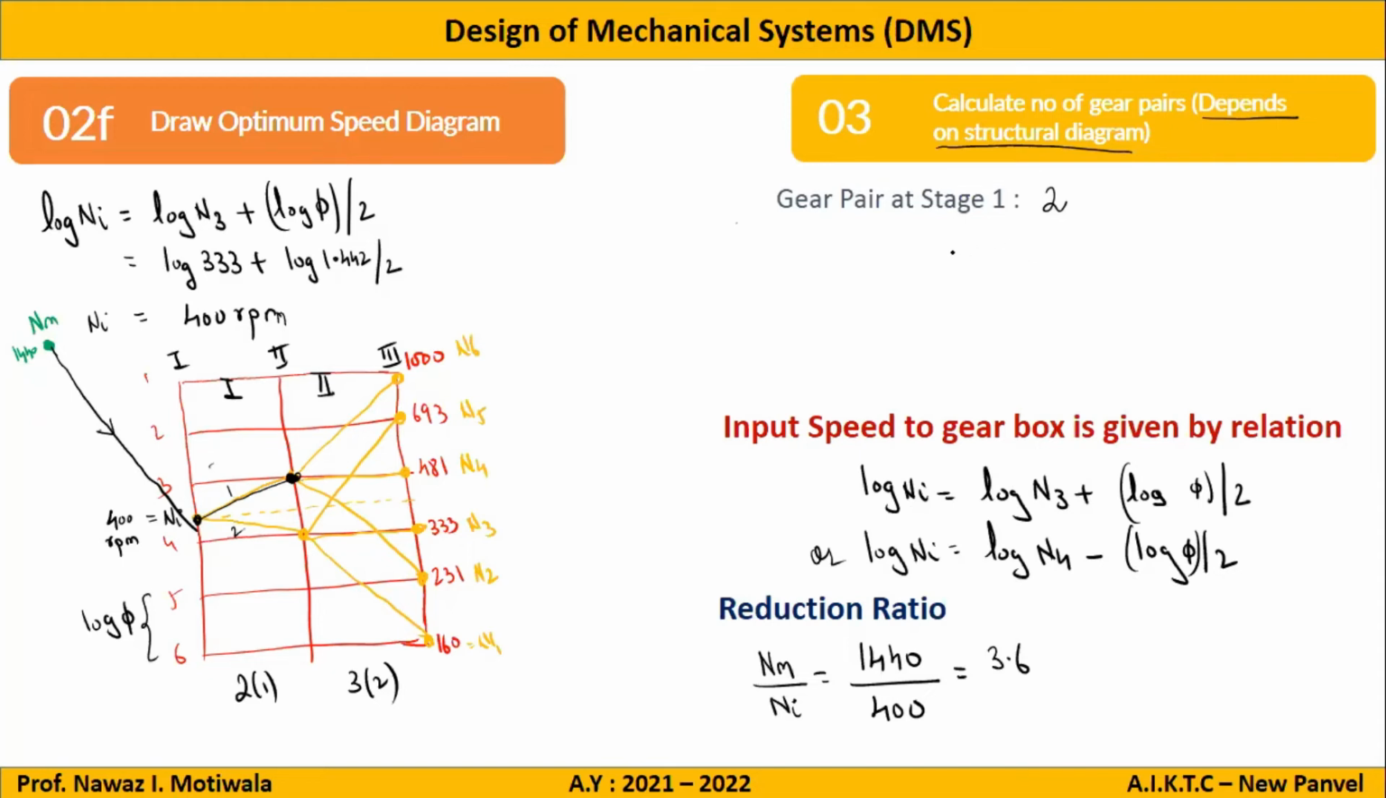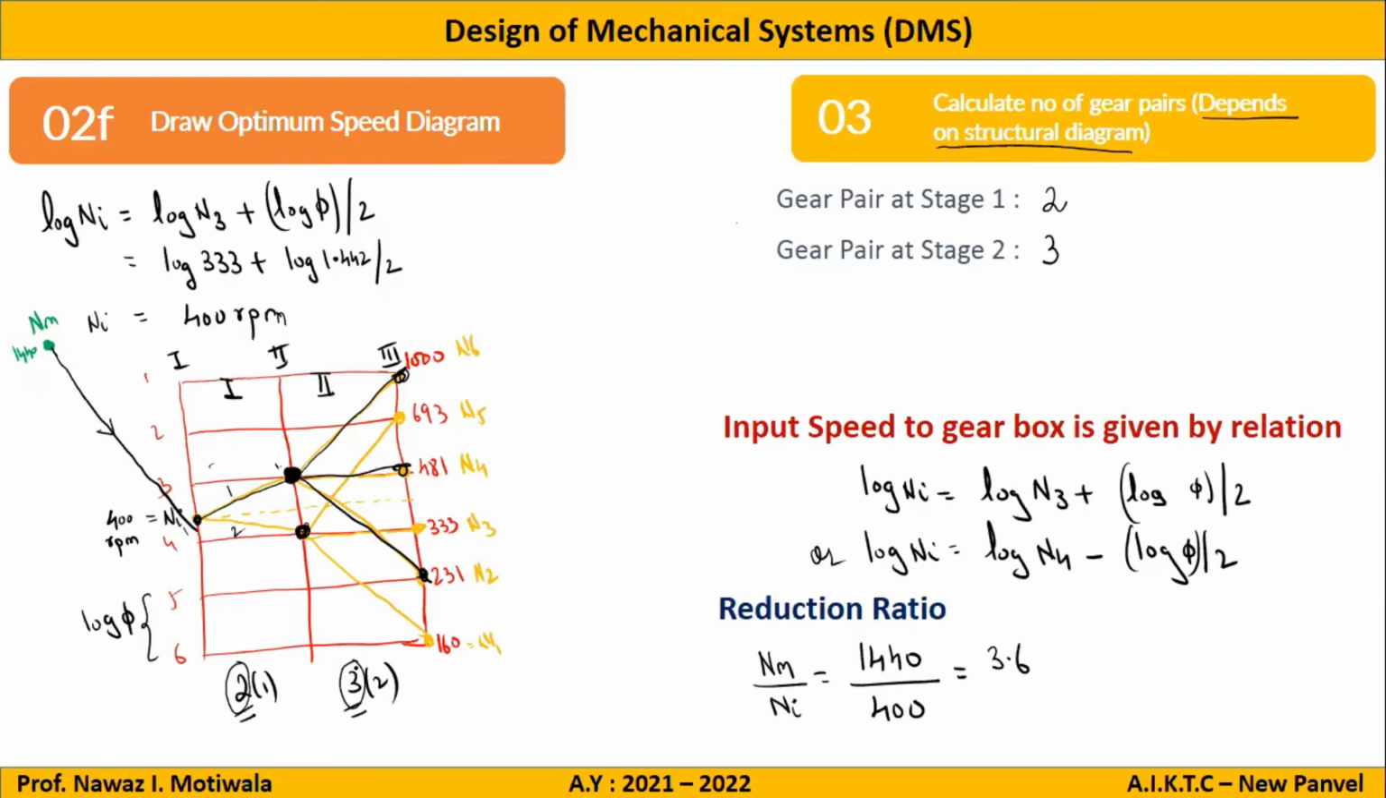Now similarly, if I go to stage 2, at stage 2 how many lines come out from one speed? 3. So that means I will require 3 gear pairs at stage 2. Simply, whichever number is outside the bracket will be your gear pairs at stage 1 and stage 2 respectively. So here it was 2, that's why I have written gear pairs at stage 1 is 2, and here it was 3, so I have written gear pairs at stage 2 is 3. The numbers outside the bracket correspond to gear pairs at that particular stage.